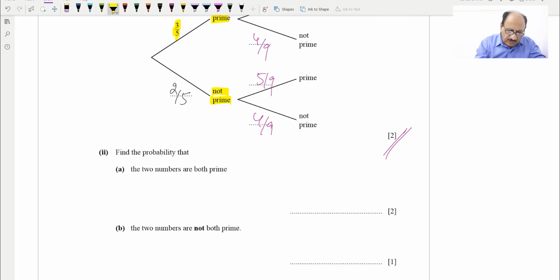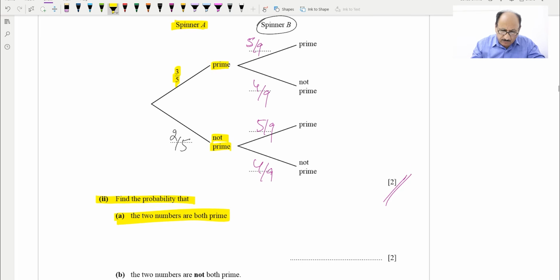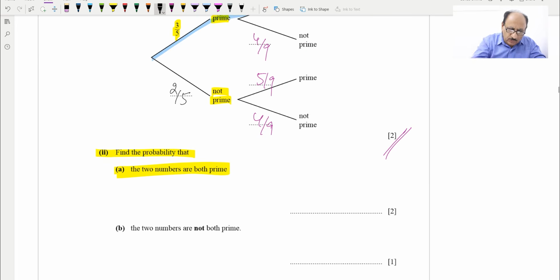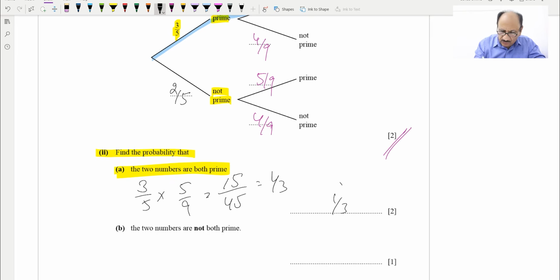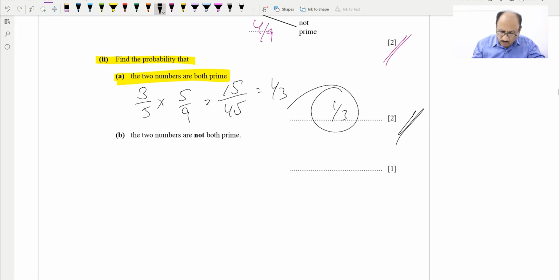And the next they are saying: find the probability that the two numbers are both prime. So prime will be which branch? This one prime and this one prime. So we will take 3 by 5 into 5 by 9. So 3 over 5 into 5 by 9, and this will be 15 over 45, and this is equal to 1 by 3. So 1 over 3 will be our final answer for these 2 marks. Hopefully you understand this.